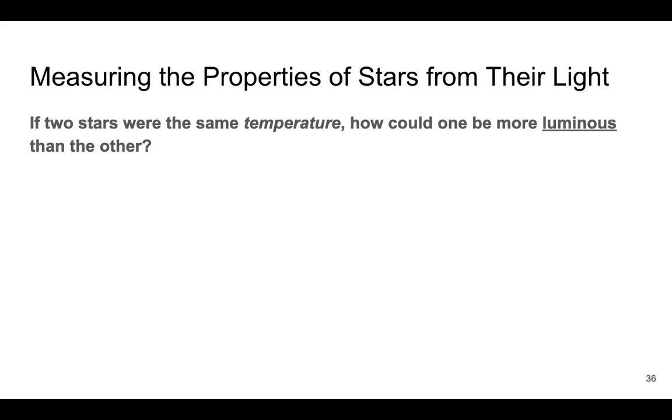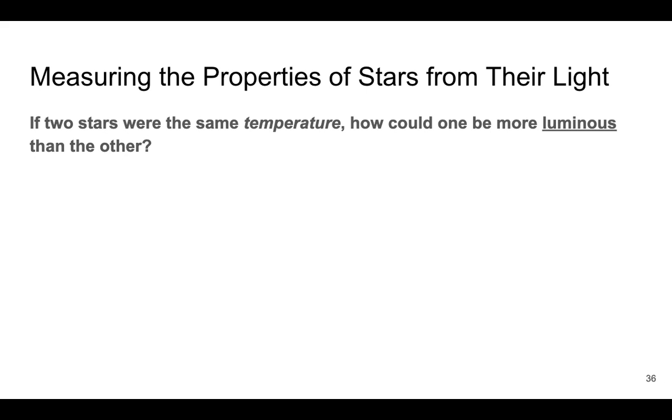So, if you had two stars and they were the same temperature, how could one be more luminous than the other? So, think about that. How could that be? If you were closer to one of the stars, would that make that star more luminous? No, that might make that star brighter, but it wouldn't make it more luminous. Remember, luminosity has nothing to do with how far away you, the observer, are from the thing. Luminosity is how bright the thing is, in and of itself.